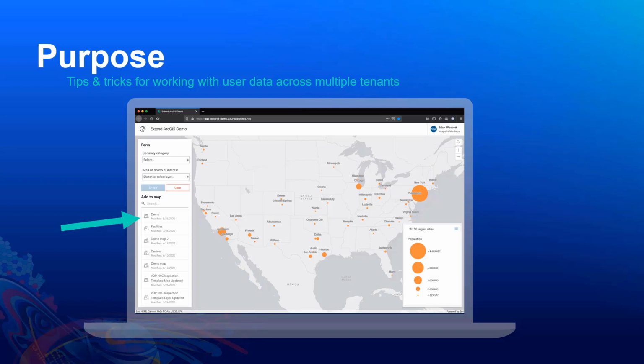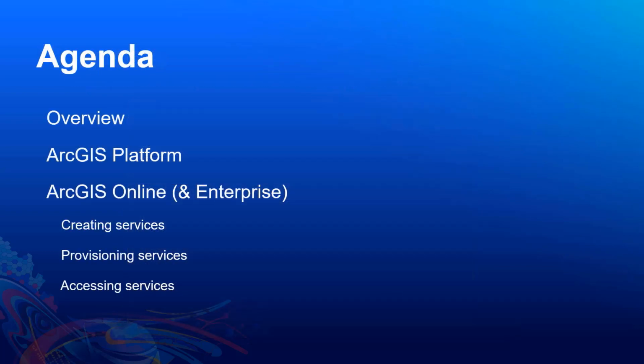you are building. And the high-level agenda for today is that we'll start by going through an overview of the different layer types that exist in ArcGIS. We'll briefly touch on ArcGIS Platform as you can now host your data in it. And so we'll talk through how that works. But the majority of the session will be spent talking through ArcGIS Online and ArcGIS Enterprise, where there are more tips and tricks about working with multiple users and multiple data sets to help give you ideas on how to work with that user-specific data. So we'll talk through creating services, provisioning services, and then accessing those services, all using code, of course.